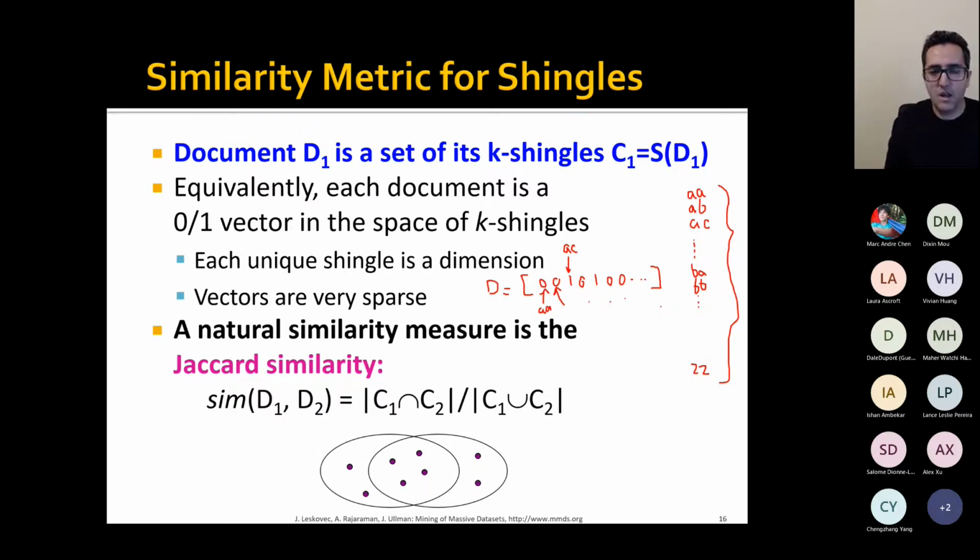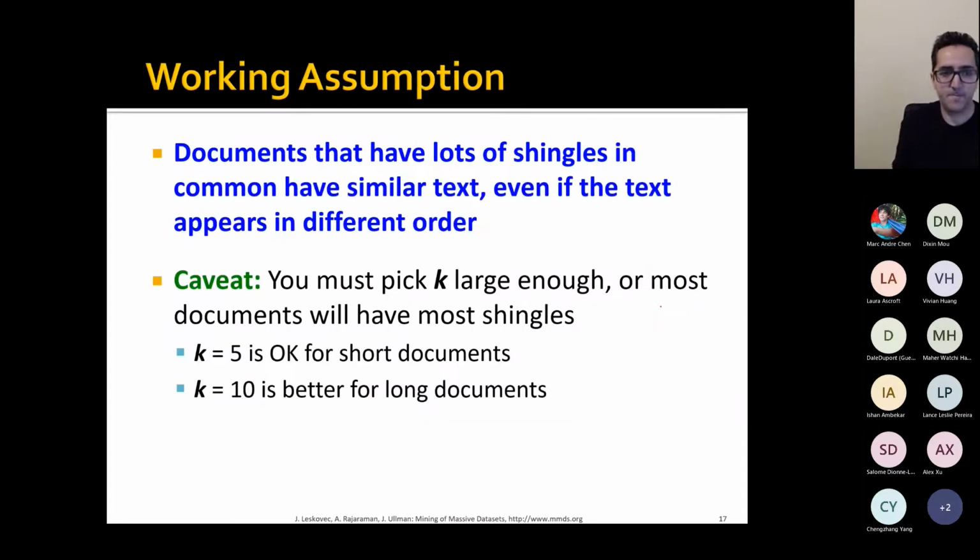Okay. Why did we care about converting documents to sets? Well, we can use Jaccard similarity to find the similarity between 2 documents. That's why we converted it to a set. Okay, that's the idea. So the idea is documents that have lots of shingles in common have similar text, even if the text appears in a different order. So that's the idea behind all of this, right?